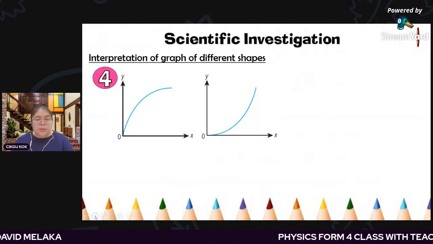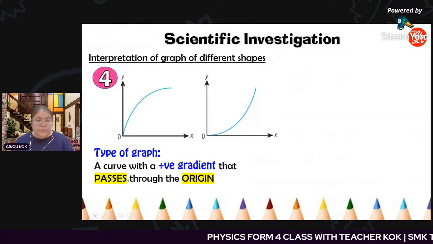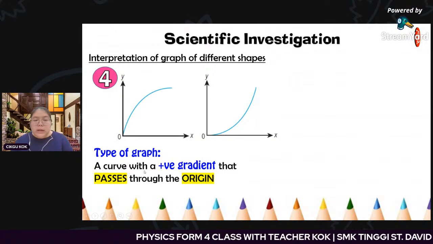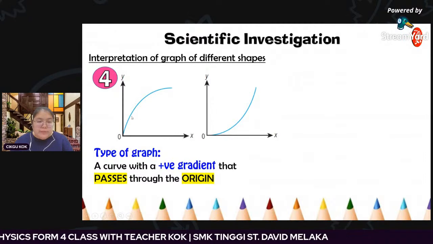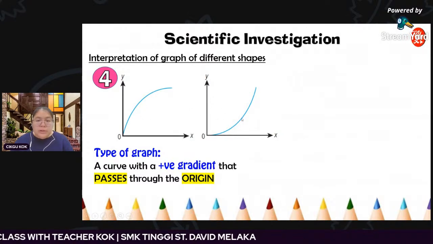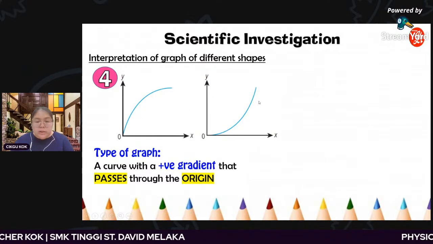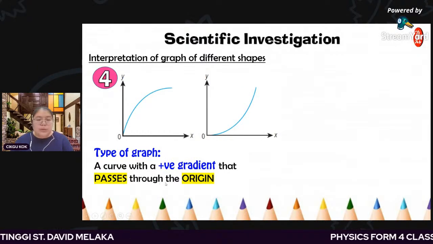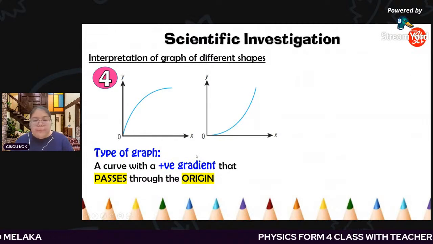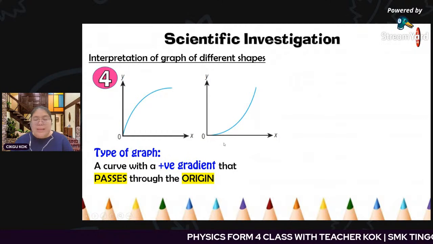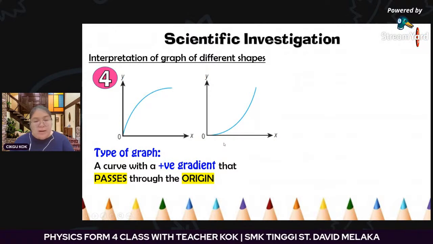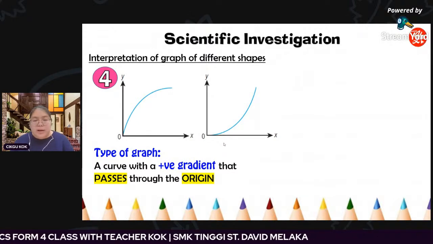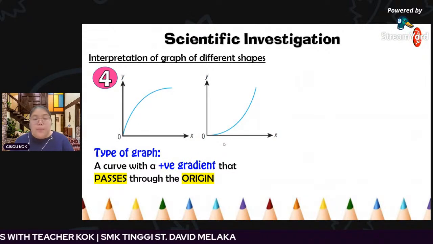So now we go to the type of the graph. A curve with a positive gradient. When starting, it shows a positive gradient. So this one keeps increasing, meaning positive gradient, and passes through the origin. Both also pass through the origin, but it is not a straight line. If it is not a straight line, we cannot say directly proportional. Only a straight line can we say directly proportional.